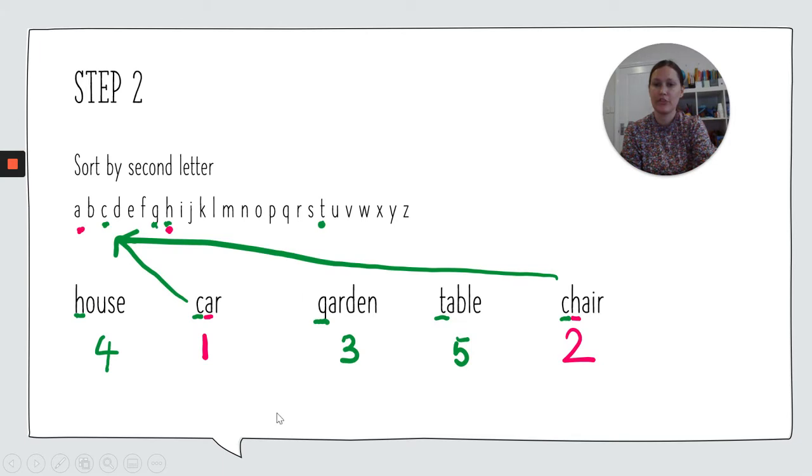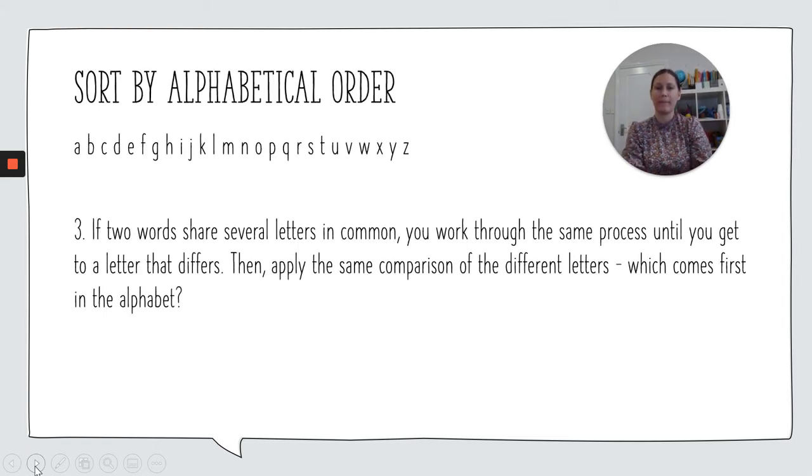Let's have a look. So of those other 2 words that I have, I've underlined the second letter in pink and then put those dots on. And I can see that the dot for A comes before the dot for H. So that means that car will come before chair. So I've finished off my list. Car is first, chair is second, garden will be third, house 4th, and table 5th or last.